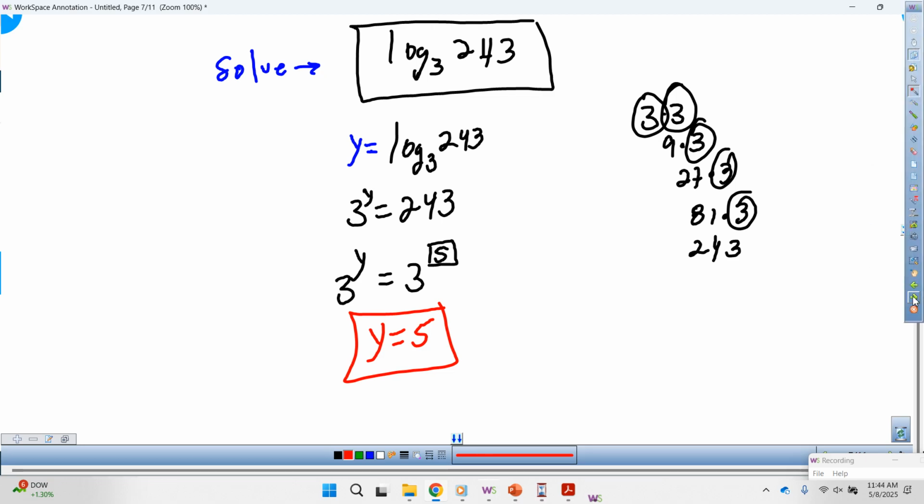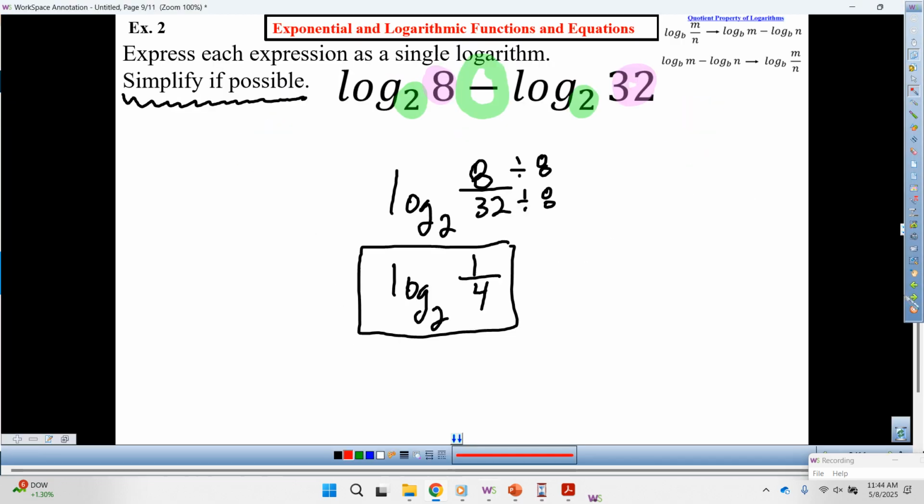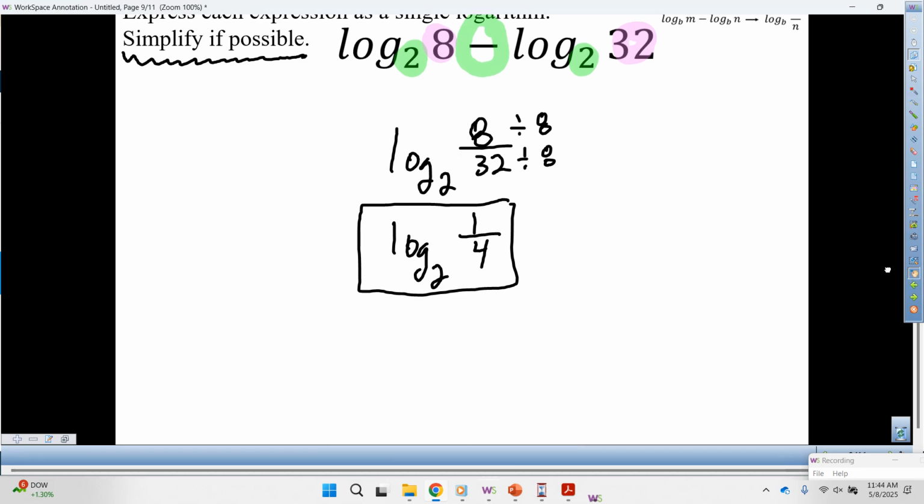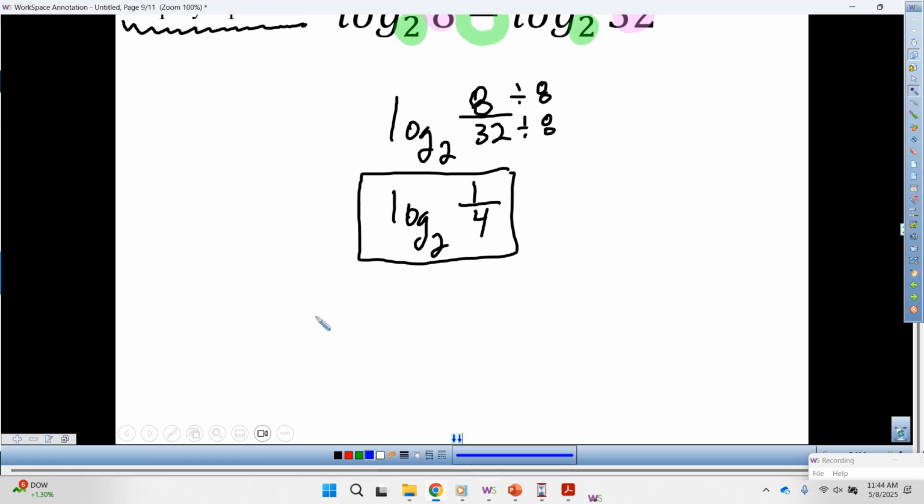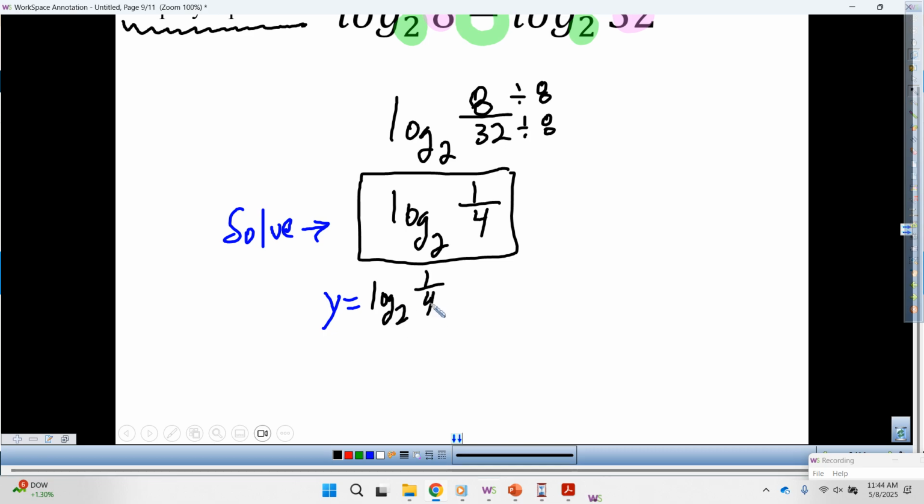All right, let's go to the next one. Example 2. Let's go to this one. I want you to write next to that, solve. All right? Do that one by yourself. And Gio's going to guide us through this. And what do I do first, Gio? Y equals log 2 of 1/4.